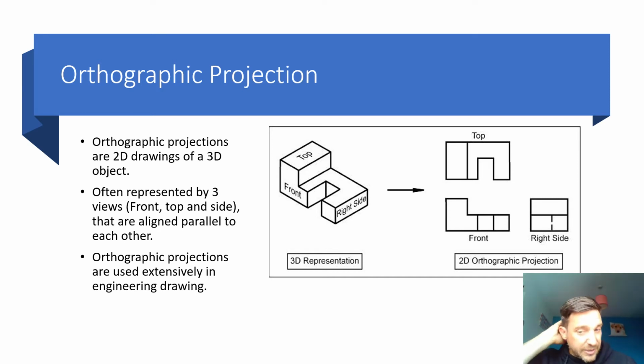Now, these are used extensively in engineering drawing because you can show all of the detail on a part within usually 3 orthographic projections. Sometimes you want a couple of supplementary ones in there just to help visualize something, but for most things you can actually get away with 3 orthographic projections to show every piece of detail in a part.